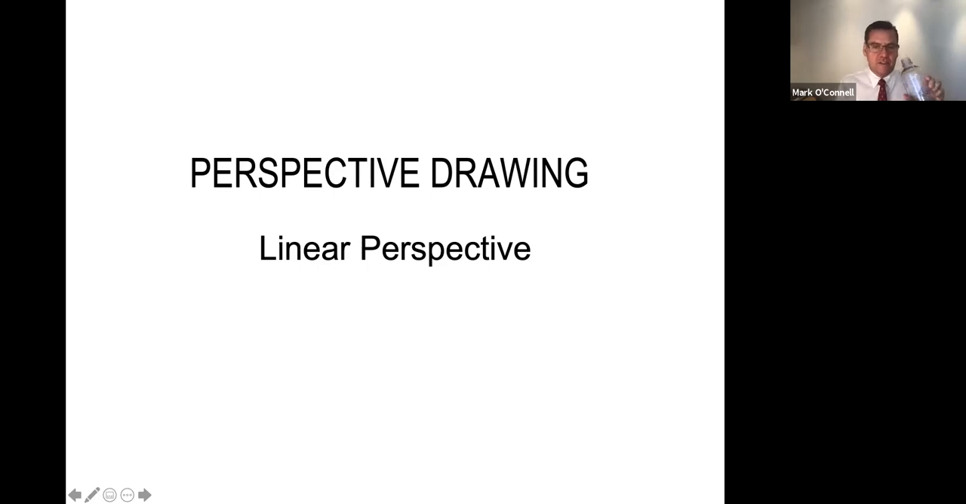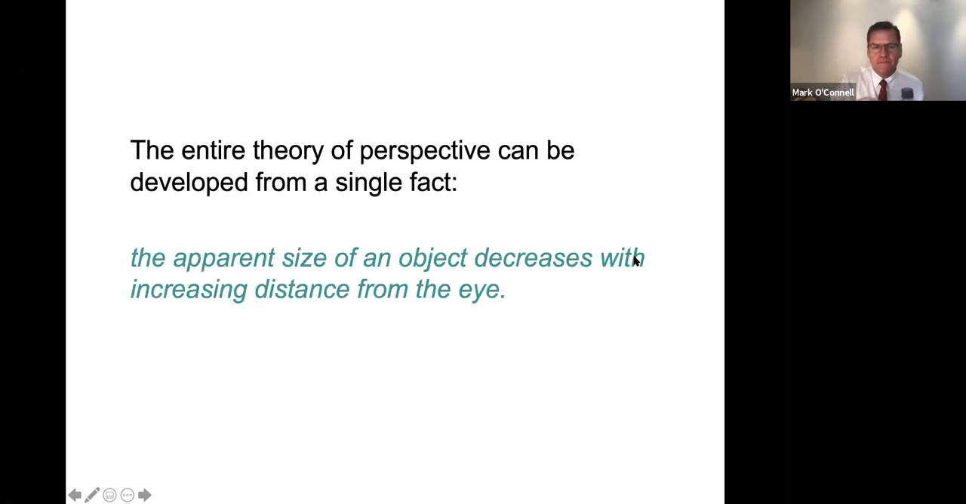...are the idea of perspective drawing and linear perspective. Now, the entire theory of perspective can be developed from a single fact. The apparent size of an object decreases with increasing distance from the eye. So what that means in regular talk is that the farther away something is from you, the smaller it is. Okay, that is the absolute fundamental of perspective.